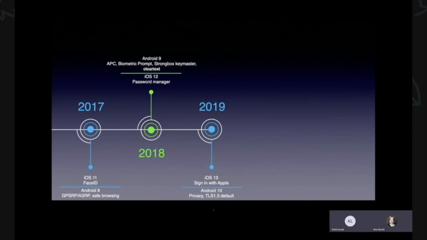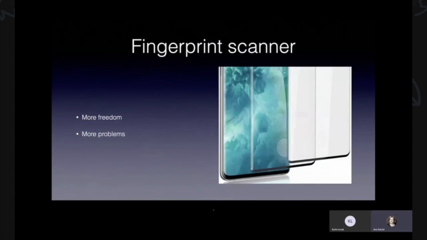As for Android, the focus was mostly on privacy, but also TLS 1.3 was set as the default. Now, let's go a step back to the fingerprint scanner. It was introduced with Ice Cream Sandwich, and iOS discovered it years later. And although at this point both Android and iOS do have it, the approach differs greatly.